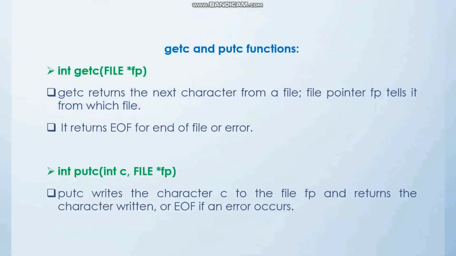getc and putc functions. The getc function returns the next character from a file. File pointer fp tells it from which file. It returns end of file for end of file or error. putc writes the character c to the file fp and returns the character written, or end of file if an error occurs.